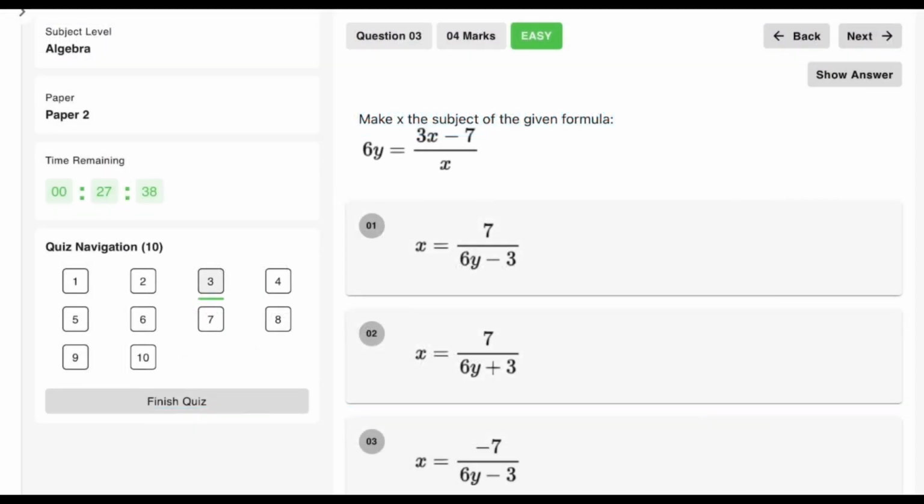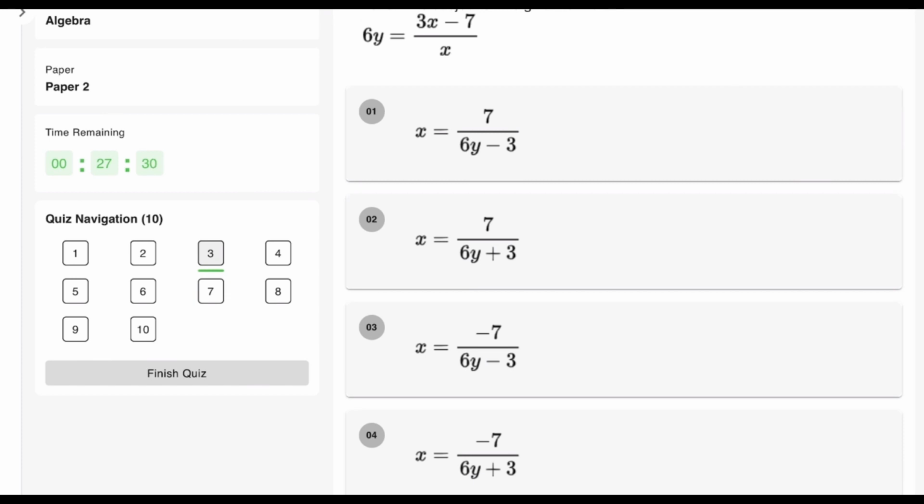All right, and we are going to finish off with the sum questions. Make x the subject of the given formula. 6y is equal to 3x minus 7 over x. To start off, we have to rearrange this. What I'm going to do is multiply the x over to the left hand side. So this becomes 6xy is equal to 3x minus 7.